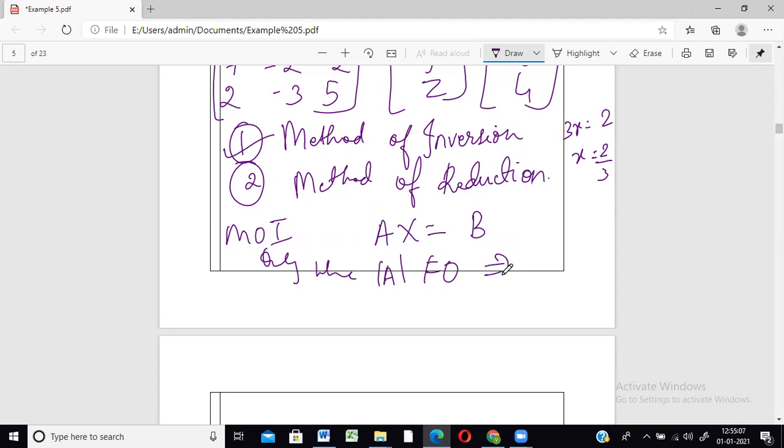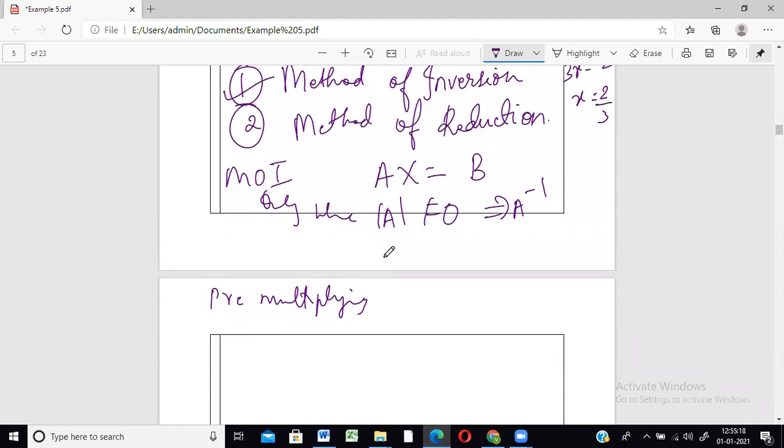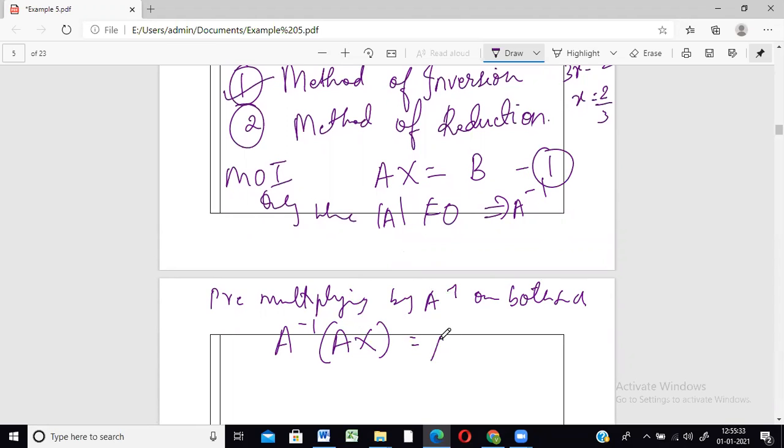So we'll find A inverse, and after finding A inverse, we will be pre-multiplying. Pre means first, okay? Post is later. Pre-multiplying means multiplying first. So pre-multiplying by A inverse on both sides of the main equation. So A inverse into Ax is equal to A inverse into B. Pre-multiplying means multiply on the left side first, so multiply the whole equation by A inverse, but A inverse should be written first.